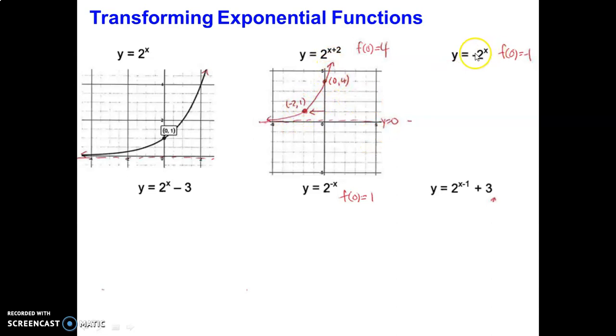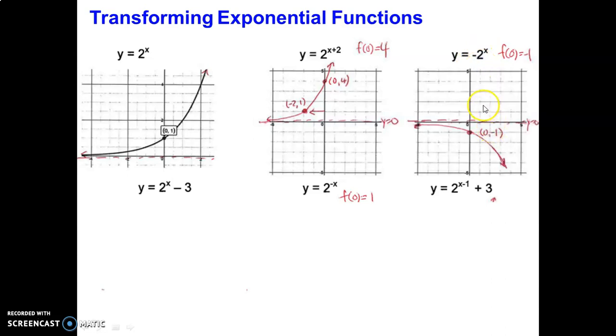Okay, next, this one here. What effect would putting that negative in front of the function have? Well, that would reflect it over the x-axis, because we're making the entire function negative, so y values become negative. So that function flips over like that. That point, which used to be 0, 1, is now 0 and negative 1. But the asymptote remains the same.